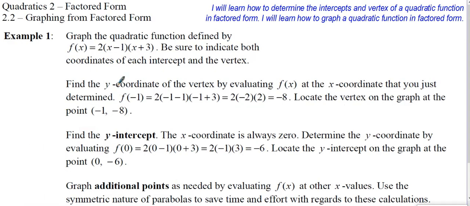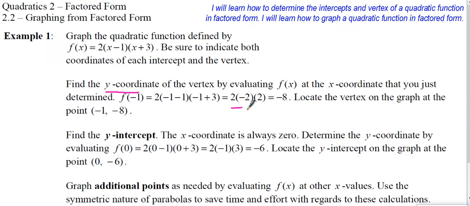Now that you have the x-coordinate of the vertex, all you have to do to find the y-coordinate is to plug in that negative 1 in here. So I have 2 times negative 1 minus 1, negative 1 plus 3. And then I will evaluate that. I'll solve it. So we have negative 1 and negative 1. We have negative 2. We have negative 1 plus 3. We have a positive 2.